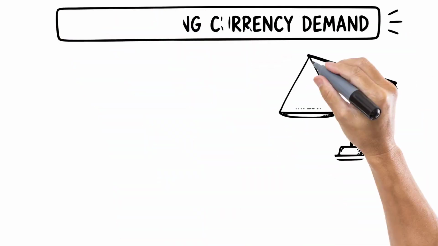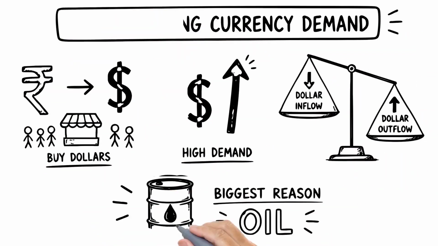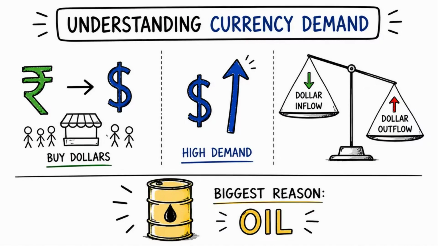Think of currencies like products in a marketplace. If many people want to buy dollars, the demand for dollars rises. And when demand rises, the price goes up. For India, this means more rupees are needed to buy $1. The rupee's value depends on supply and demand. If more dollars enter India than leave, the rupee strengthens. But if more dollars leave India than enter, the rupee weakens. Now let's see the biggest reason dollars leave India every single day: oil.